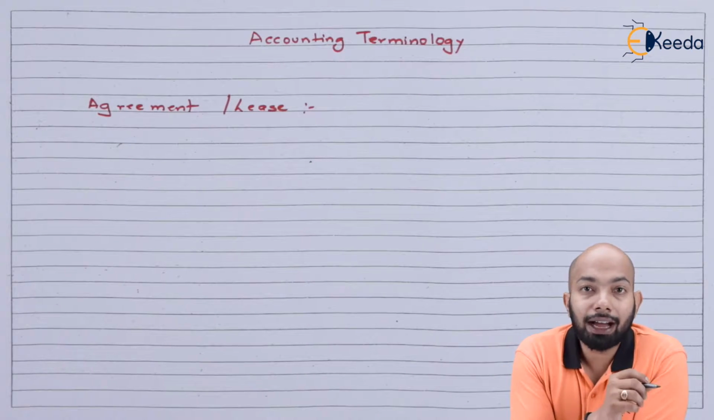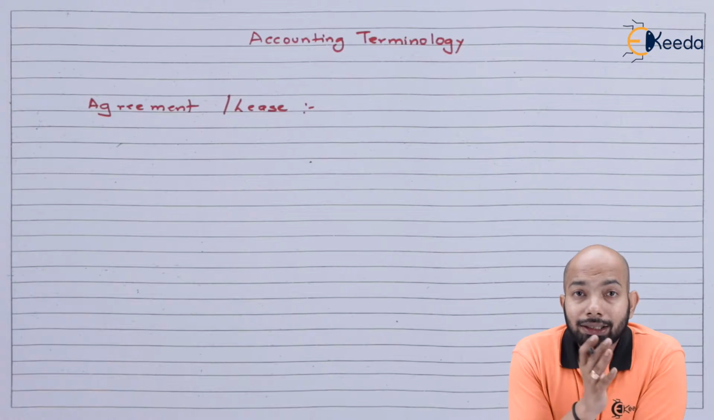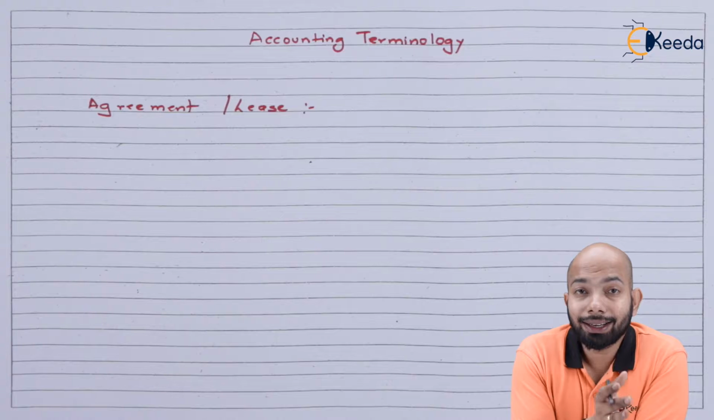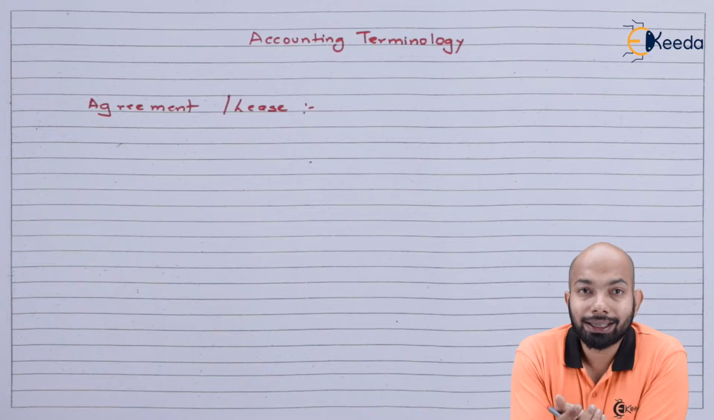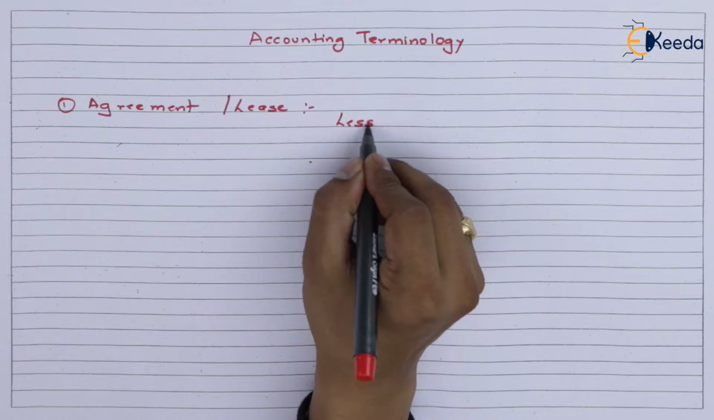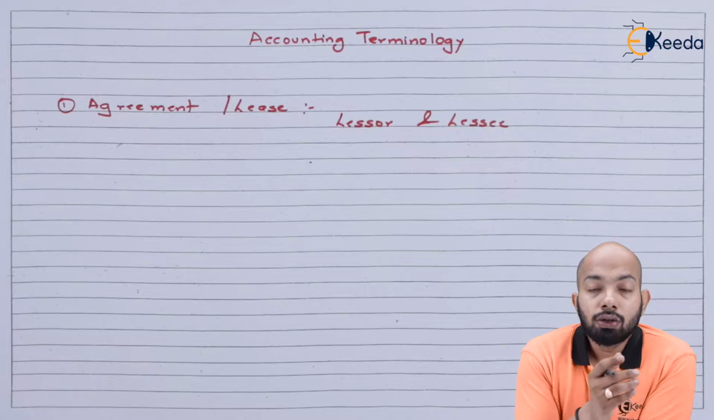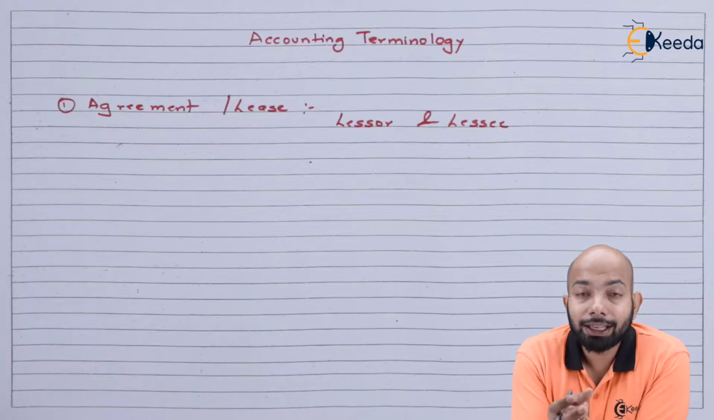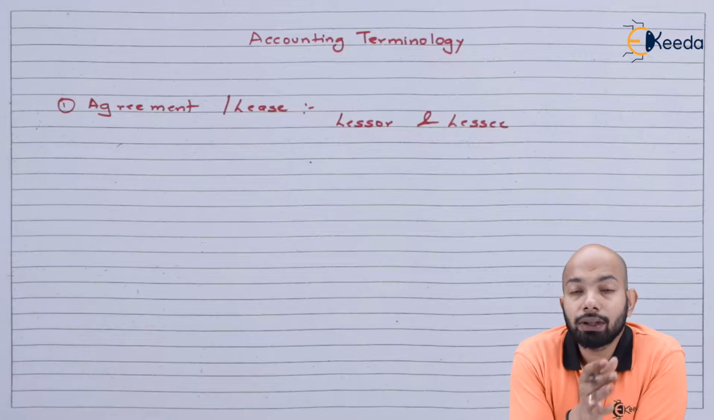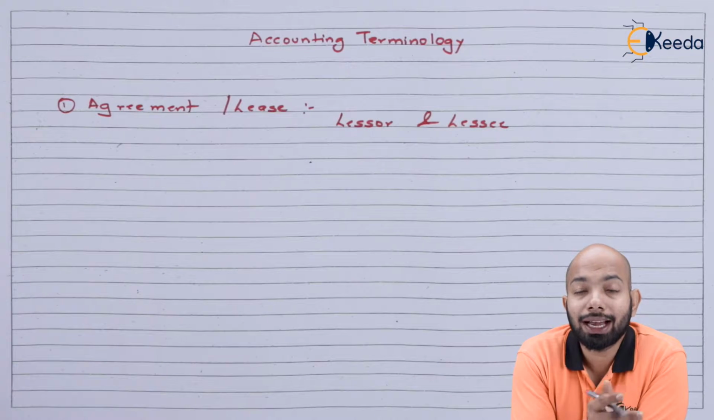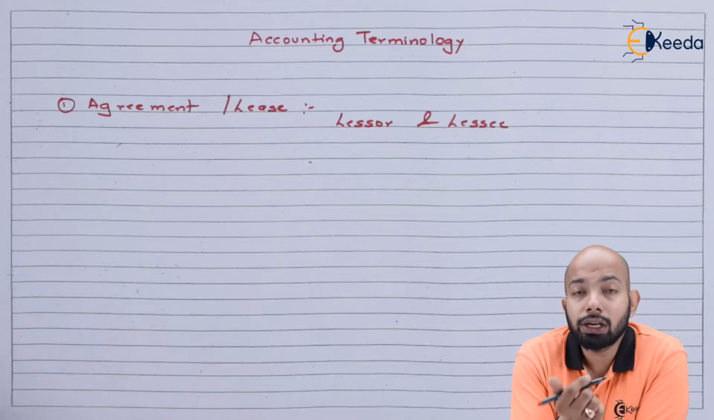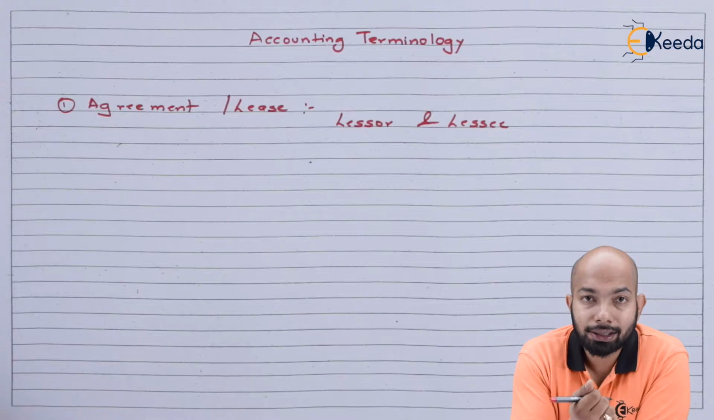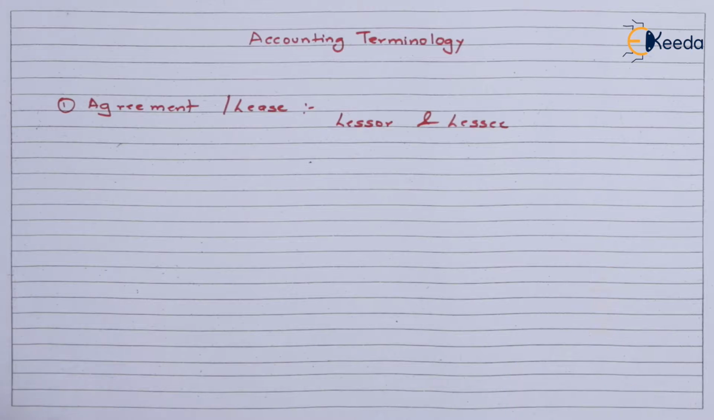Now, the first terminology that we have here is the agreement or lease. This is the agreement that is signed between the lessor and the lessee. Lessor is the one who gives away the right, and lessee is the one who uses these rights. The kind of agreement they have is termed as lease. Whenever any agreement is made under royalty accounts, that agreement is known as a lease here. And the parties to the agreement will be lessor and lessee.